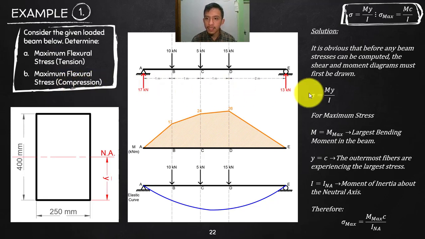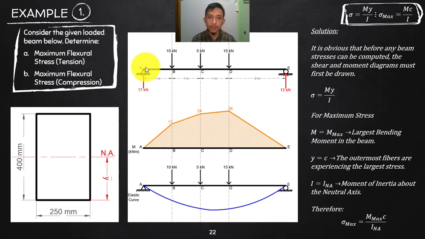This is your formula. The stress on a certain fiber is just a small part of the moment. Therefore, your stress will depend on the moment. So to get the maximum tensile and compressive stress, we need to use the maximum moment. So I need to find the maximum moment. You cannot just find that by merely looking at the loaded beam. You need to draw the moment diagram.